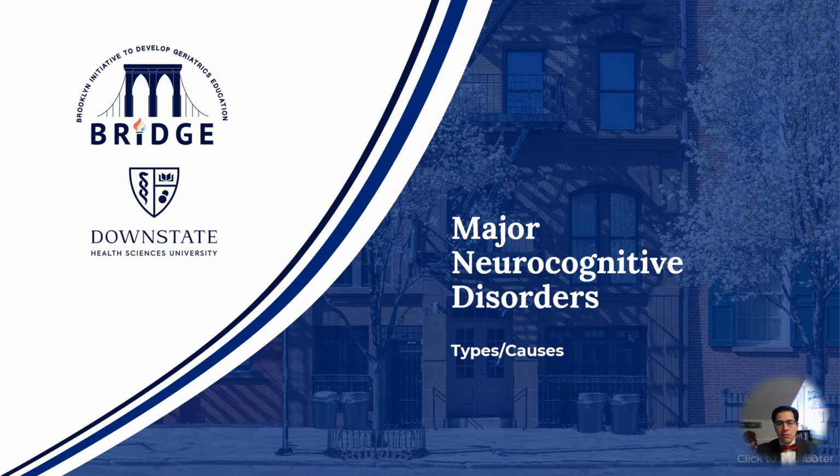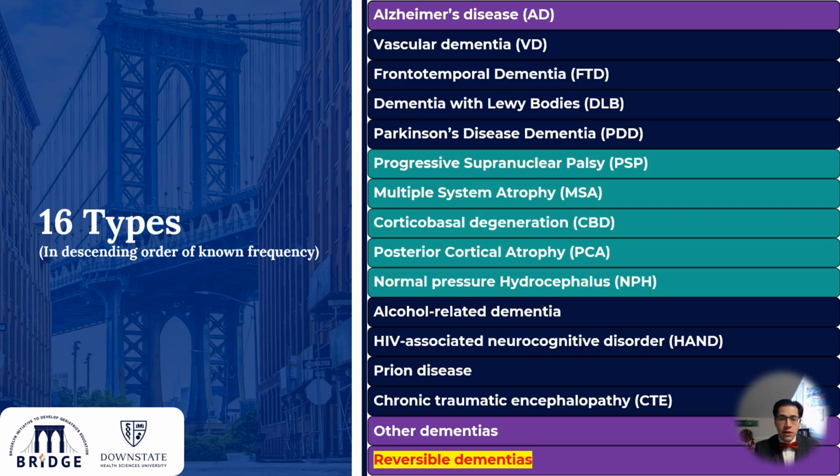It depends because there are several types of major neurocognitive disorders, which I will talk about in the next few slides, and they each present with different cognitive deficits. As you can see in this slide, we have at least 16 known types of major neurocognitive disorders. The most common one is Alzheimer's disease, but you should also know about the other ones and be aware that there is a longer list of differentials when it comes to cognitive decline, especially in older adults.